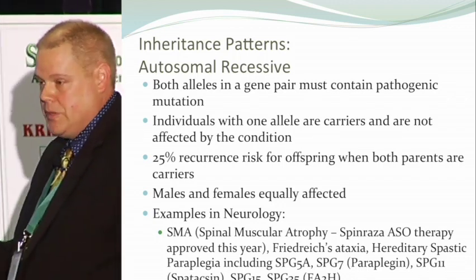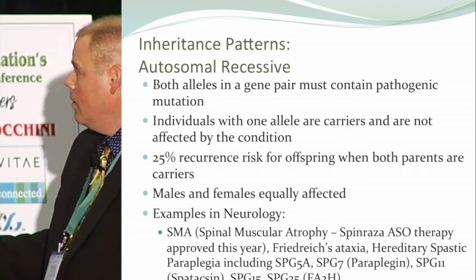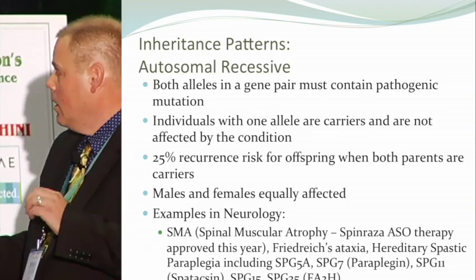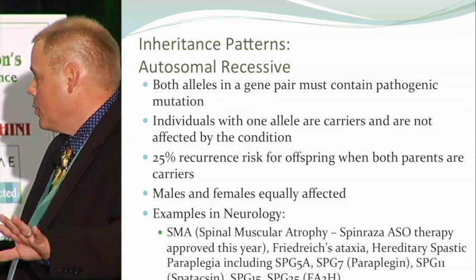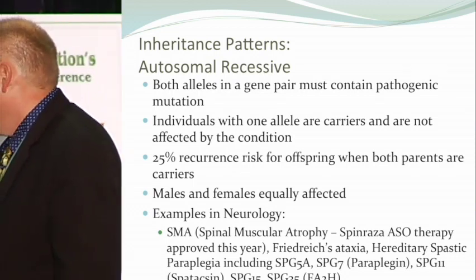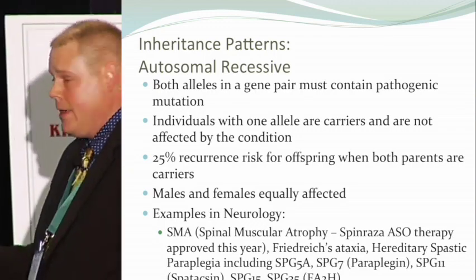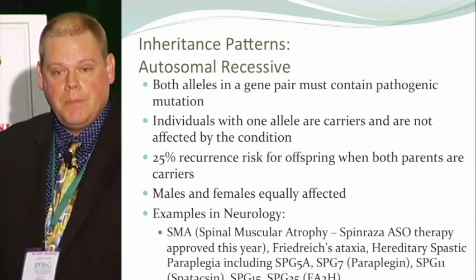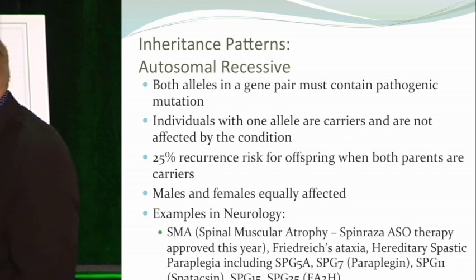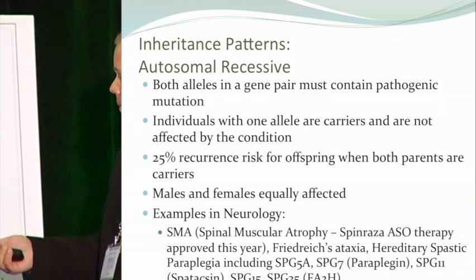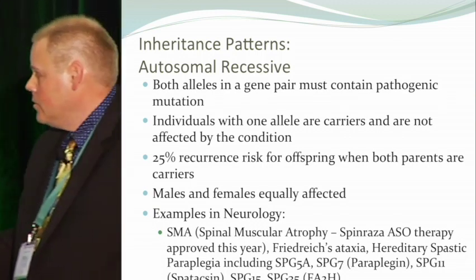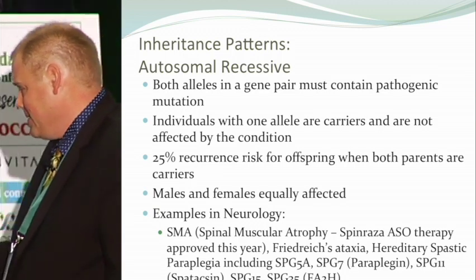Friedreich's ataxia is one of the most common forms of ataxia, and that's an autosomal recessive disease as well. Examples in the world of hereditary spastic paraplegia include SPG5A, and those of you that know your subtype might find this familiar. SPG7, where the protein is called paraplegin. SPG11, which is called spatacsin.